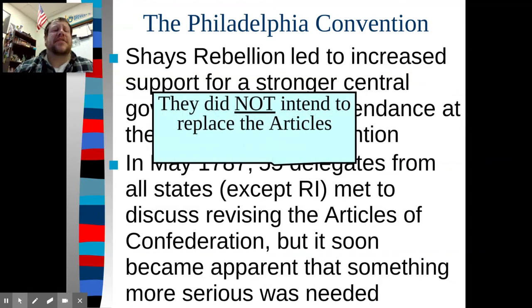The biggest thing is that these 55 delegates came from 12 of the 13 states. Rhode Island did not show up because they're Rhode Island, whatever, right? They're like, hey, let's revise the Articles. Let's fix it. Okay, let's get together. Let's do a little proofread, little revising session, and we'll fix the situation. As they start reading them, though, they're like, crap, this thing is garbage. We've got to toss it out, and let's make a brand new document, essentially.